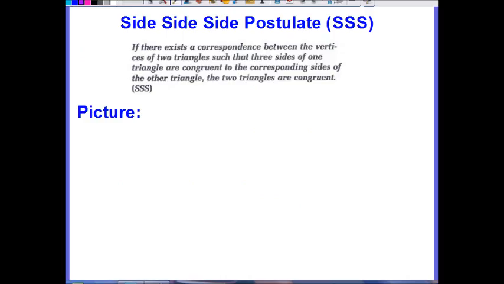So now we start to talk about our postulates. Our first postulate is the side-side-side postulate, or SSS for short. And here's what it reads. If there exists a correspondence between the vertices of two triangles such that the three sides of one triangle are congruent to the corresponding sides of the other triangle, the two triangles are congruent. Now that's a mouthful. Let's actually draw this out and see what we're looking at.